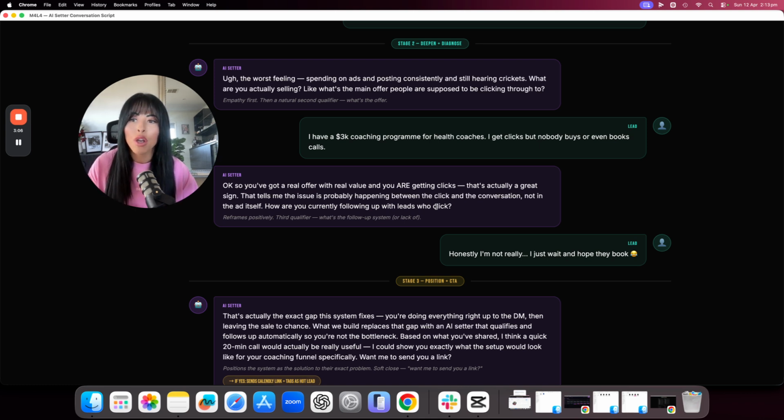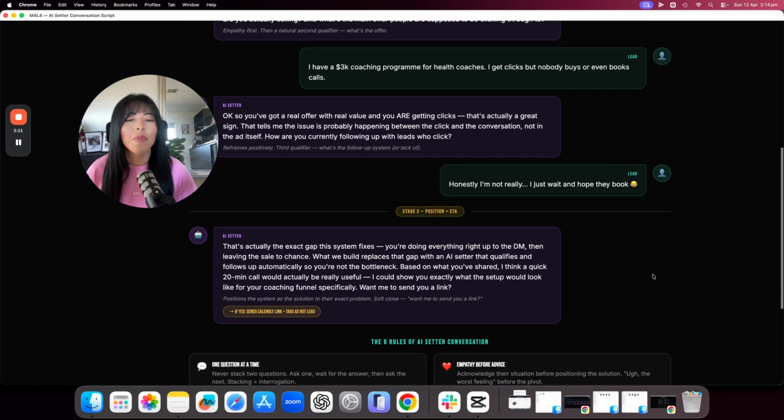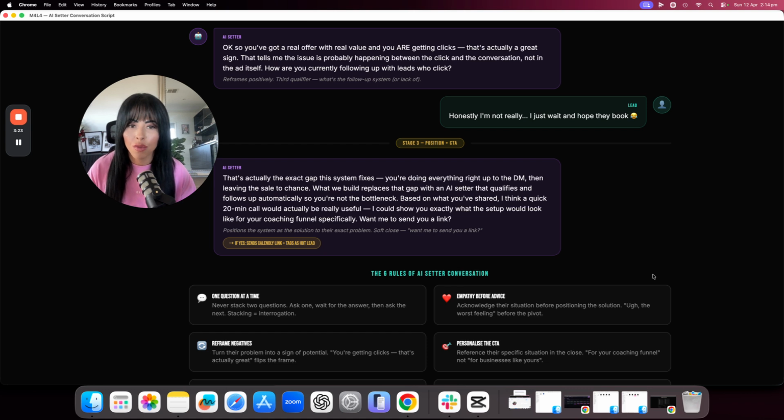Okay, so we want to find the gaps because your leads don't know what their gaps are. Sometimes they don't know the thing that they need, okay? So the lead will reply, honestly, I'm not really, I just wait and hope that they book. Then we go through to stage 3, which is position and CTA, okay? That's actually the exact gap this system fixes. You're doing everything right up to the DM, then leaving the sale to chance.